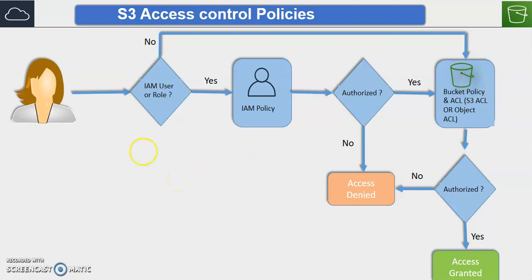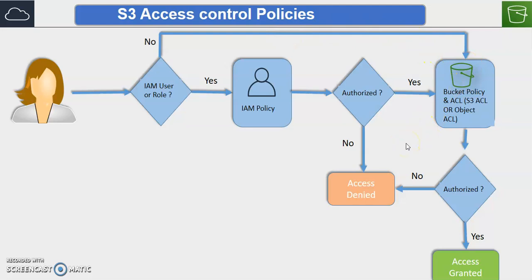So basically, if your user is an IAM user, you don't have to create a bucket policy. You just create an IAM policy and then access will be granted to the S3 bucket. Okay, let's talk about the other scenario, when the user is not in your IAM. Then the user will go straight to your S3 bucket.